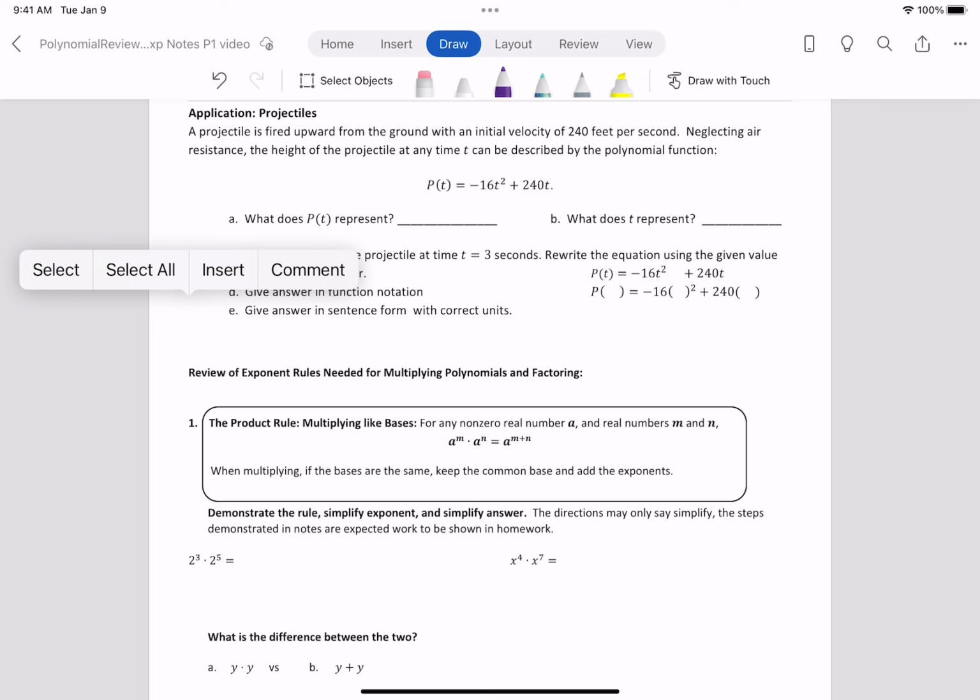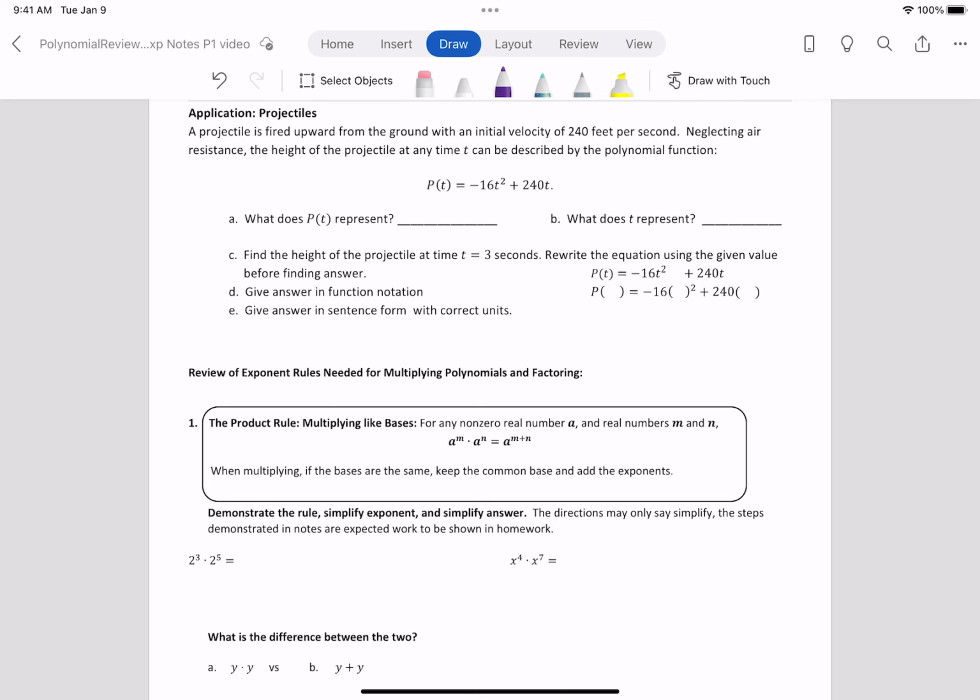One way we use what we just did is in an application for a projectile motion. A projectile is fired upward from the ground with an initial velocity of 240 feet per second. Neglecting air resistance, the height of the projectile at any time t can be described by the polynomial function p of t equals -16t squared plus 240t. What's important about these application problems is that we understand what each piece stands for, so we can determine what is being substituted and what we're solving for.